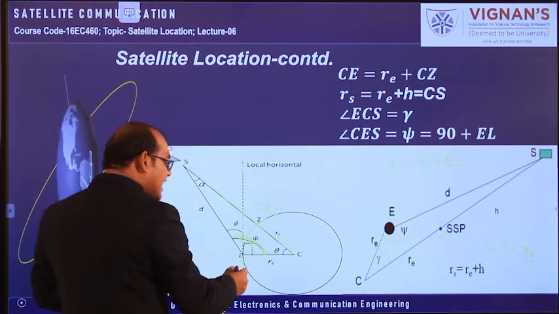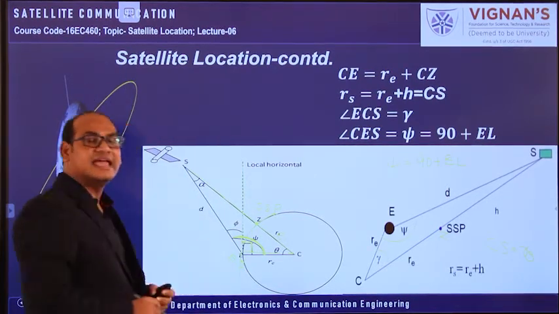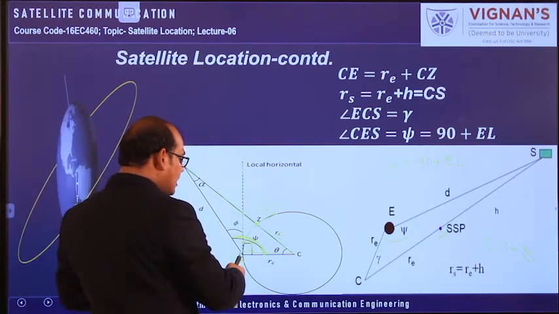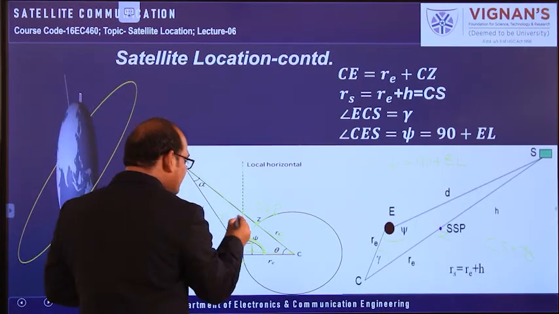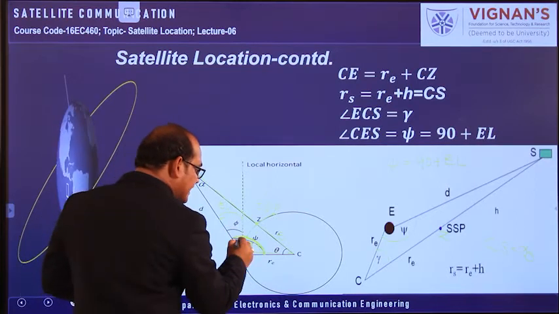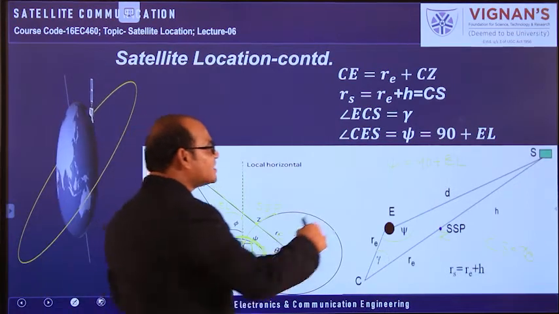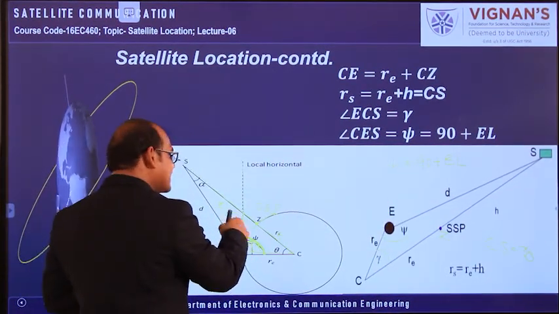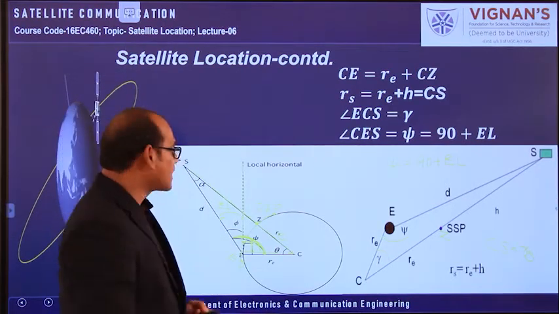And from the locally horizontal plane to see the satellite, we have to take the elevation angle. That already we know. So from the locally horizontal plane to see the satellite, this is the angle called elevation angle. This part is elevation angle, and this part is 90 degrees. But totally it is the angle psi. So psi is equal to 90 degrees plus elevation angle we have to consider.